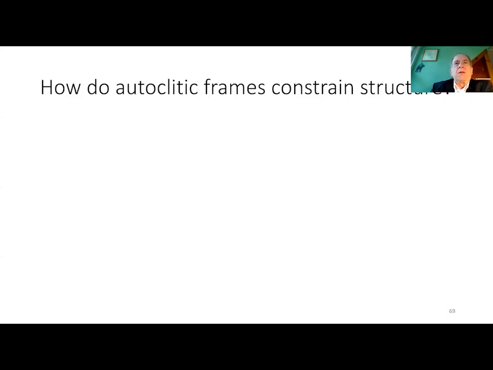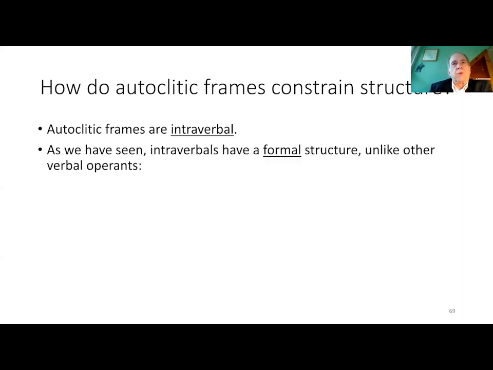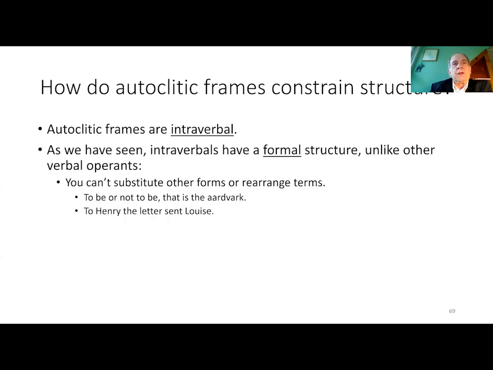Anyway, well, let me go on. How do autoclitic frames constrain structure? They do so because they're interverbal. That is, interverbals have structure. Interverbals have a formal structure, unlike other verbal operants. You can't substitute other forms, and you can't rearrange them. "To be or not to be, that is the aardvark," you just can't do it. In the case of the frame "X sent the Y to Z," you can't shift the terms around. You can't say "To Henry, the letter sent Louise." "Louise sent the letter to Henry."